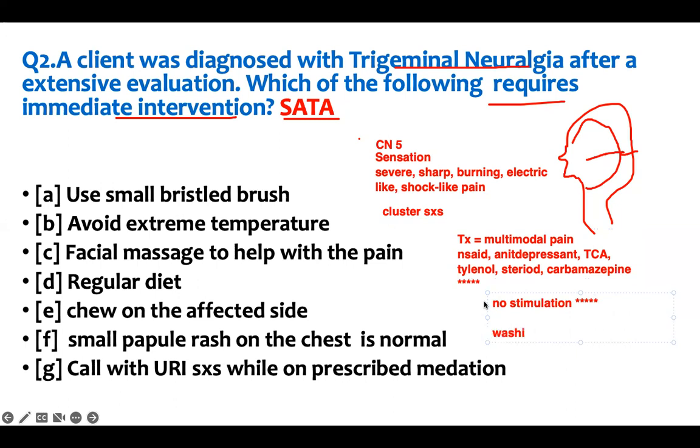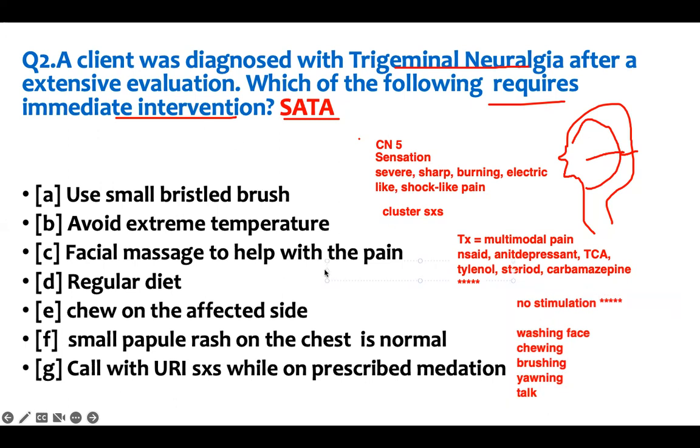So washing face on that side, no, don't do that. Chewing on that side, no, don't do that. Brushing teeth on that side, no. You have to use a special brush so that it doesn't irritate it. Anything that irritates it will fire. Yawning, no, don't do that. And talking too much, no. So these are your teaching. Tell them not to do that excessively, because then it will trigger the nerve, and the nerve will start to fire and fire and fire.